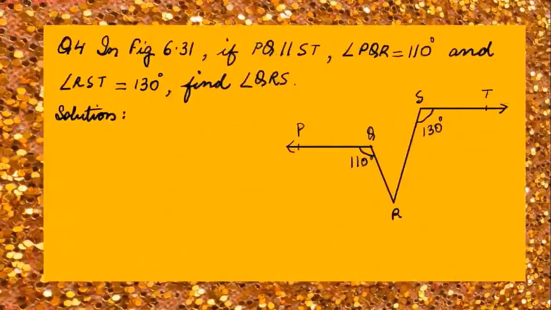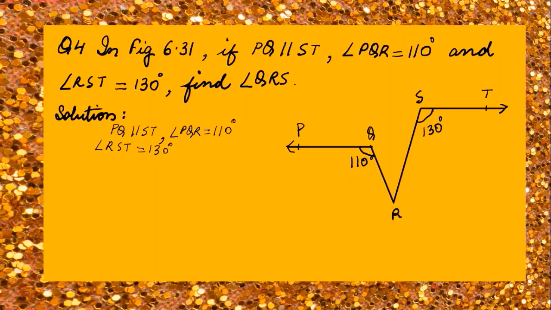Let's continue. Question number 4 is, in figure 6.31, if PQ parallel ST, angle PQR equals 110 degrees and angle RST equals 130 degrees, find angle QRS. PQ is parallel to ST, angle PQR is 110 degrees and angle RST is 130 degrees, and we want to find out angle QRS, this one. Okay, so there is a construction.